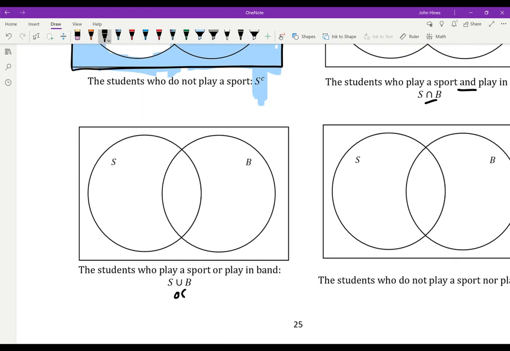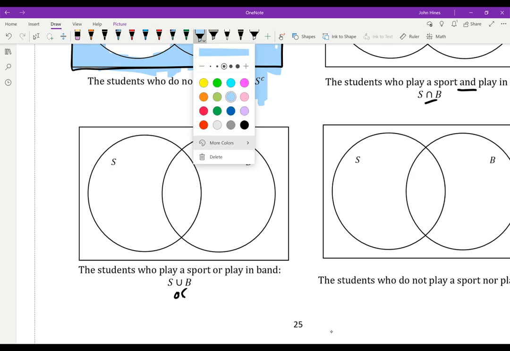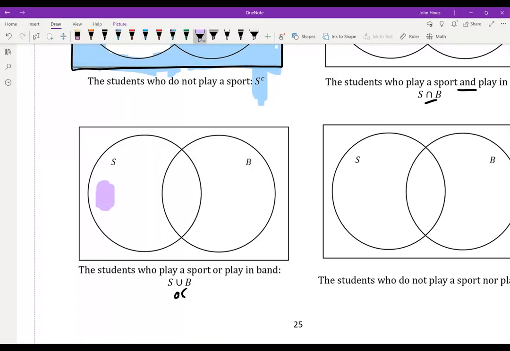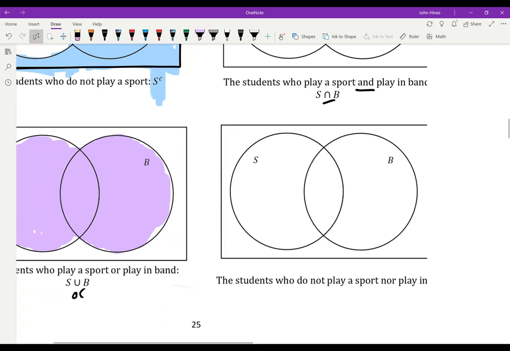What about the union, or, S or B? S or B needs to be somewhere in a circle. I don't care where you are in the circle, but you need to be somewhere in a circle. You need to be in the S circle. You need to be in the B circle. You can be in both, but you've got to live in a circle. You can't be an outsider. So this is not the outsiders. You have to be sports or band. You have to be in one of them. So for "or" probabilities, you add up these three pieces: just S, both, and just B.